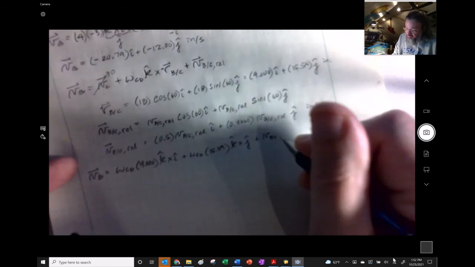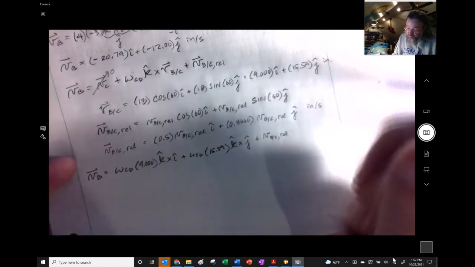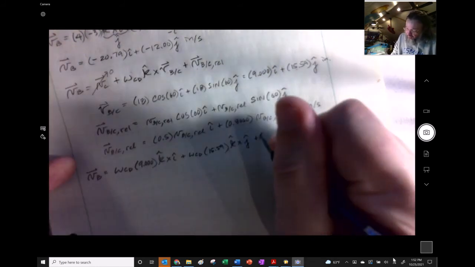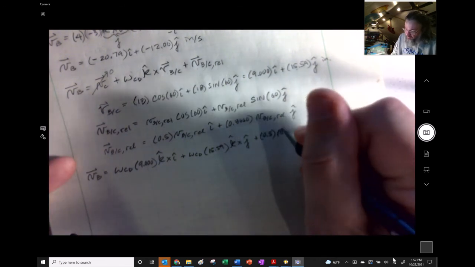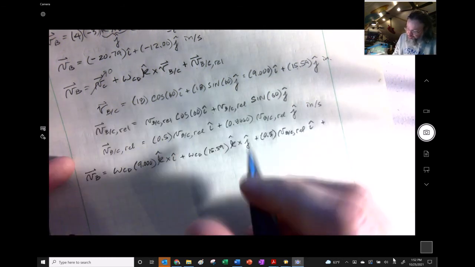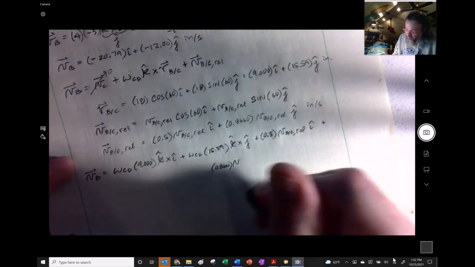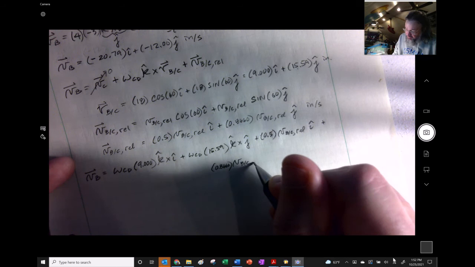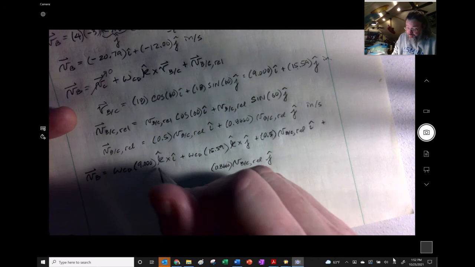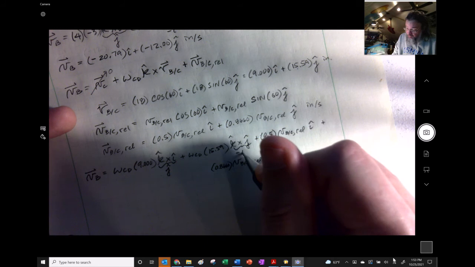VB with respect to C rel, and damn, I'm not gonna have enough room. At 0.5 VB with respect to C rel I plus, carry it down here, 0.8660 VB with respect to C rel J. And this is J, and this is negative I.